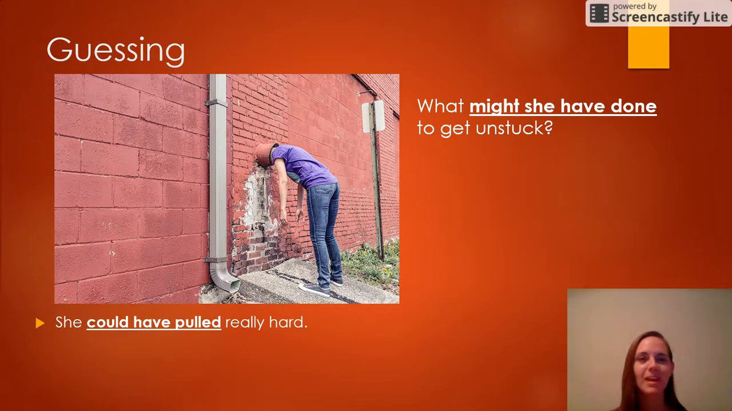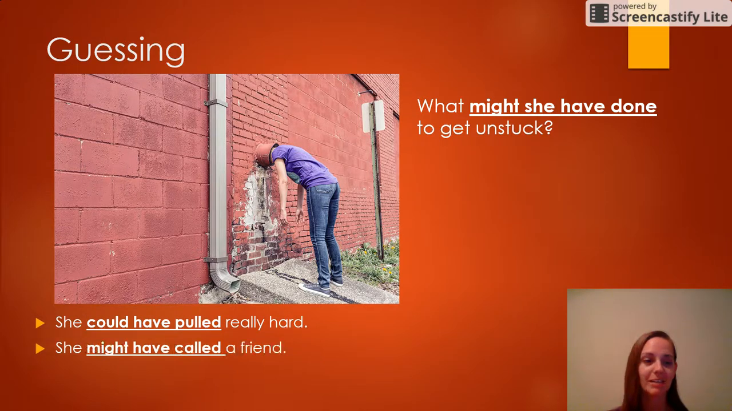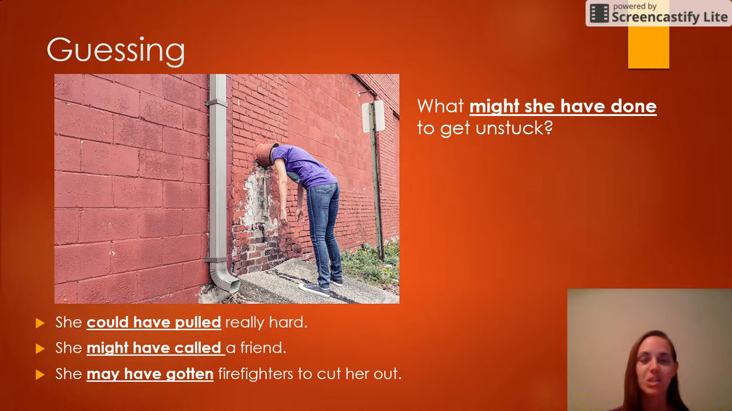Well, maybe we could say she could have pulled really hard. Don't know if that would have worked or not, maybe. Or she might have called a friend. Hopefully she had her cell phone in her pocket. Or she may have gotten firefighters to cut her out. All of these are just possibilities, 50-50.